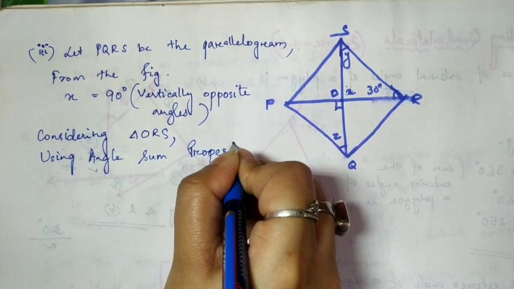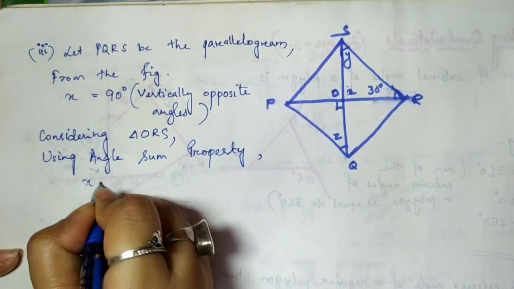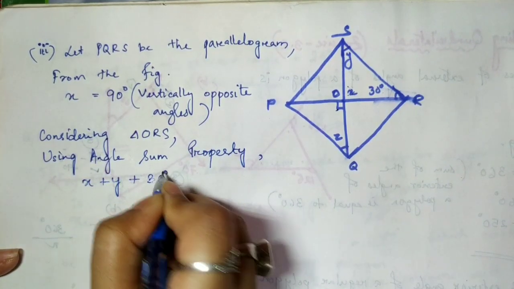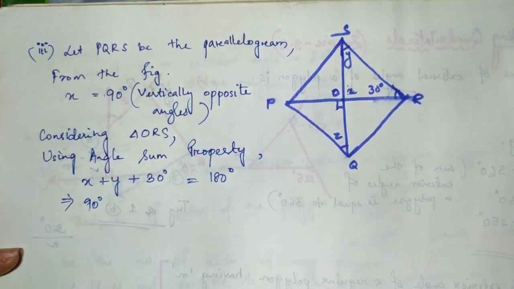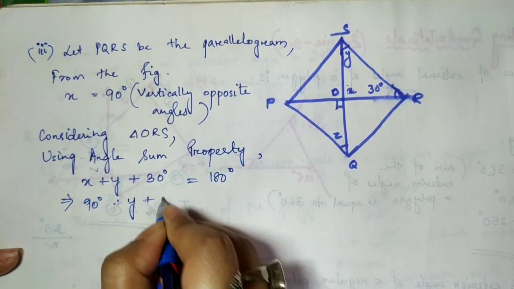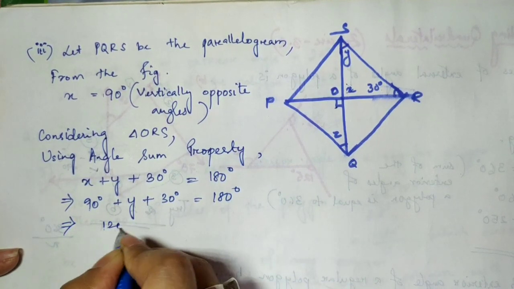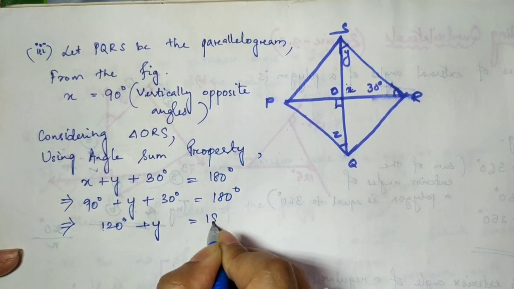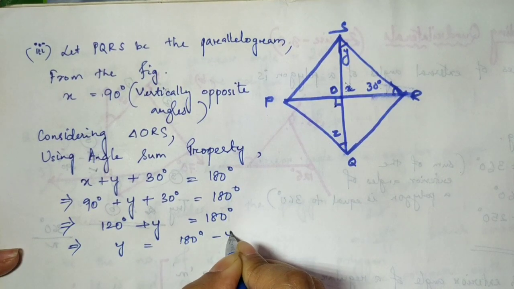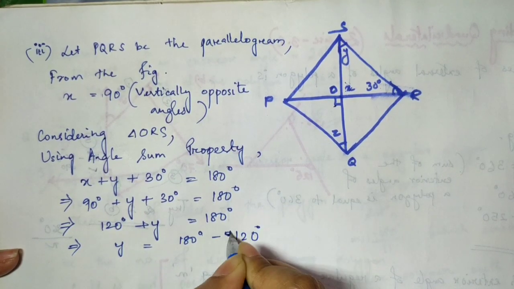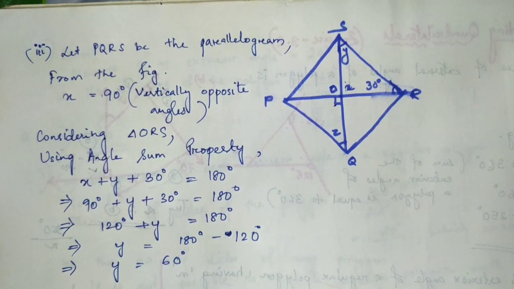angle sum property of triangle. The angle sum property of a triangle says that the sum of the angles, that is X plus Y plus 30 degree, which is given, is always equal to 180 degree, and we have X found out as 90 degree. This Y is there, so let us find Y from here. 90 plus 30 is 120 degree, plus Y equal to 180 degree. Y is equal to 180 degree minus 120 degree. So Y is equal to 60 degree.